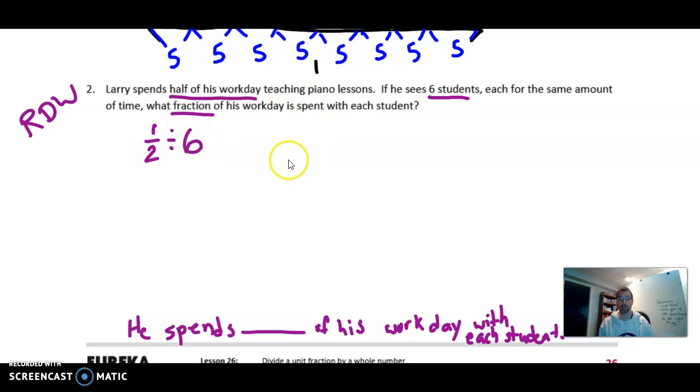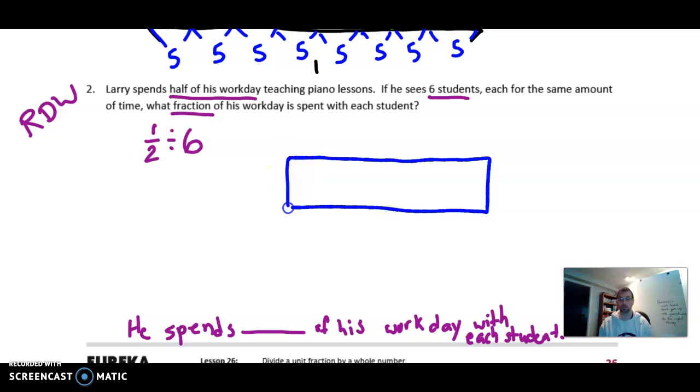So let's draw it here. You can pause the video to help you solve it on your own first. If not, I'm going to start by drawing my half and labeling it, breaking it up into how many parts? 6. Five lines: 1, 2, 3, 4, and 5. I'm looking for, and this is where you could use just the side of your pencil, shade in just that one little part. This is one student going to get. Here's one student, one student, one student.